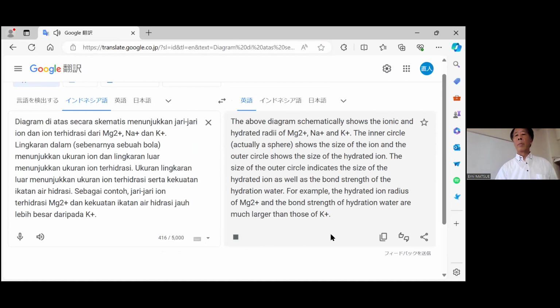The above diagram schematically shows the ionic and hydrated radii of Mg2+, Na+, and K+. The inner circle, actually a sphere, shows the size of the ion and the outer circle shows the size of the hydrated ion. The size of the outer circle indicates the size of the hydrated ion as well as the bond strength of the hydration water. For example, the hydrated ion radius of Mg2+ and the bond strength of hydration water are much larger than those of K+.